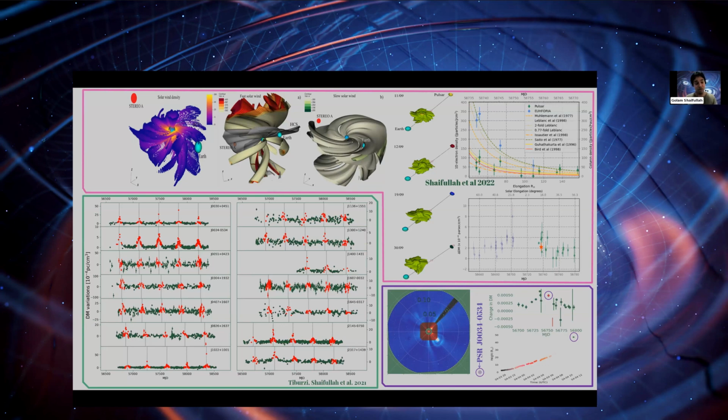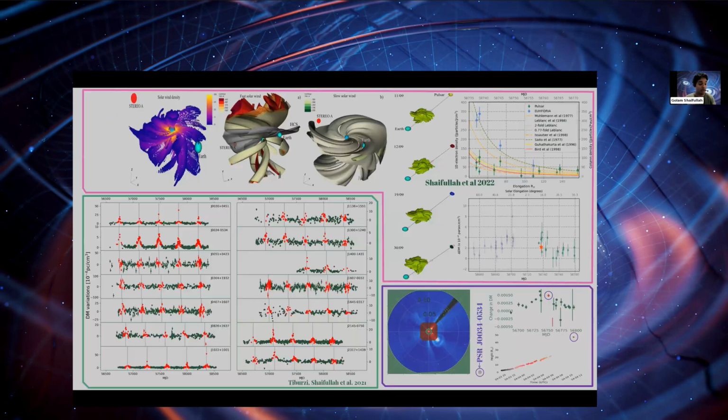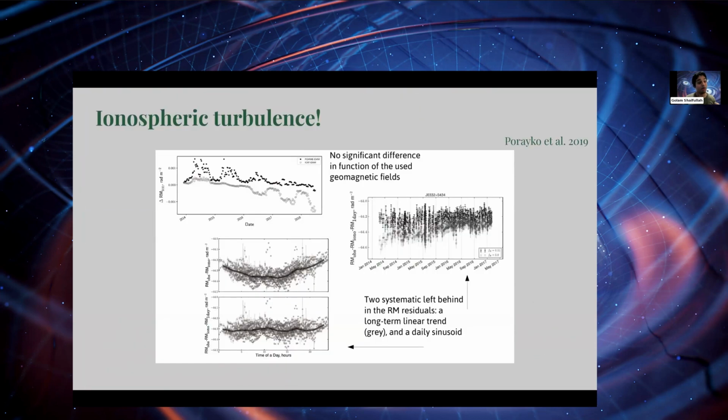Again, I'm not the only person writing these papers. A lot of work has been done on dispersion measure variations by Michael Lam, by Jim Cordes, and a lot of others, so I would encourage you to look at their work as well. We are getting to the position where not only the solar wind, but also ionospheric turbulence can be a source of issues.